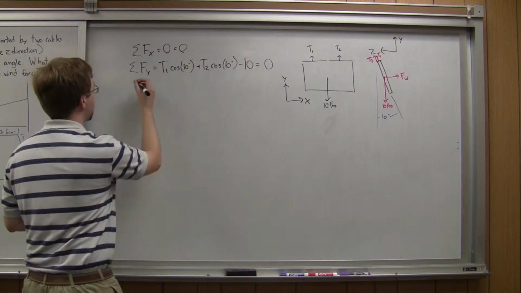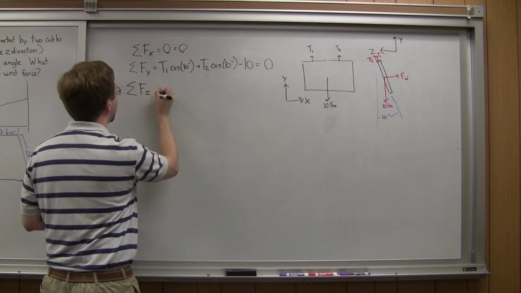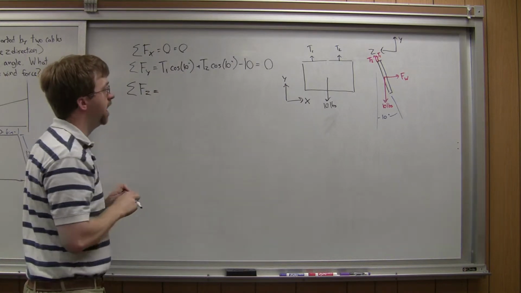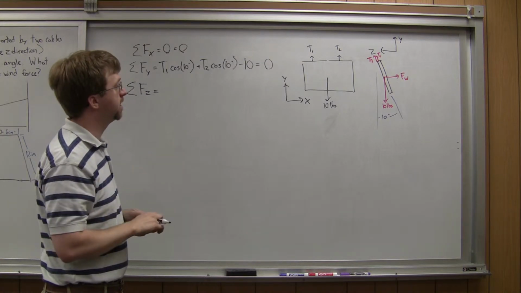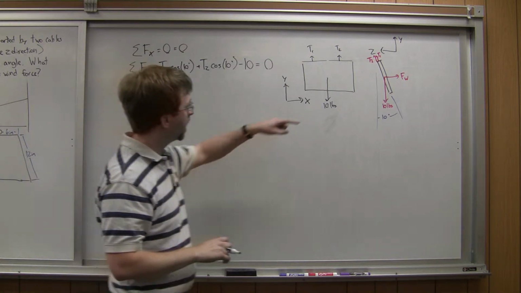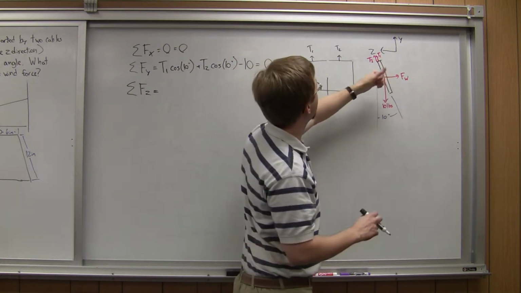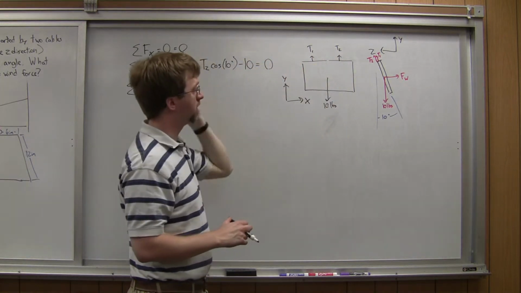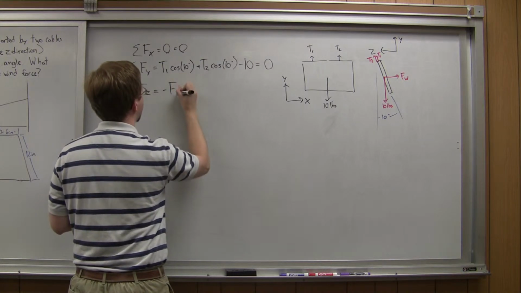Let's move on to the sum of forces in the z. So sum of forces in the z direction, and I have a few forces acting in this direction. The first thing I have is this wind force, and even though it's pointing to the right, remember our z direction, our coordinate axes, the way we set it up, is pointing to the left. So this is negative Fw.